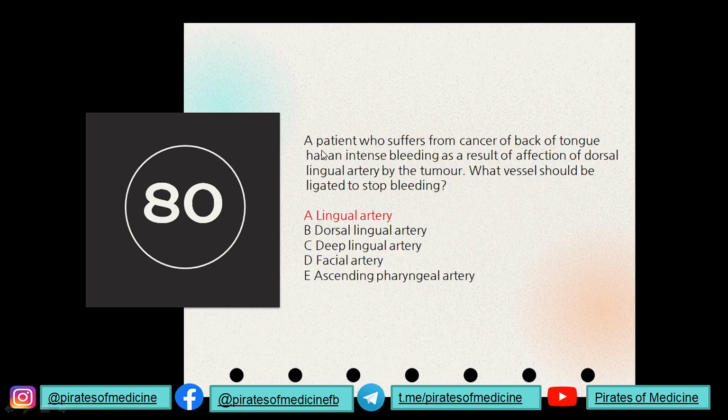So the 80th question is that a patient who suffers from cancer of the back of the tongue has intense bleeding as a result of affection of the dorsal lingual artery by the tumor. What vessel should be ligated to stop the bleeding?